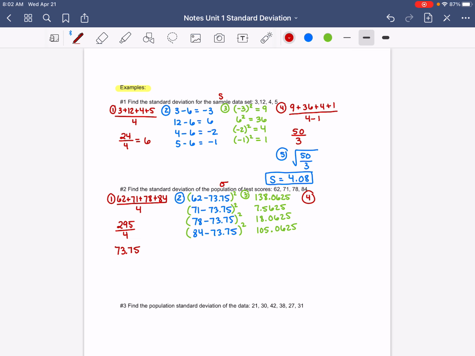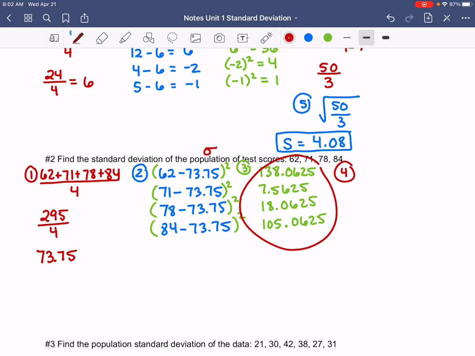Okay. Step 4, we're going to add them all together. I already did it in my calculator earlier, so I'm going to write down what that was. It was 268.75 when I add all of these things together. And then, since this is just population, we're just dividing by the number of data, which was 4. So 268.75 divided by 4.